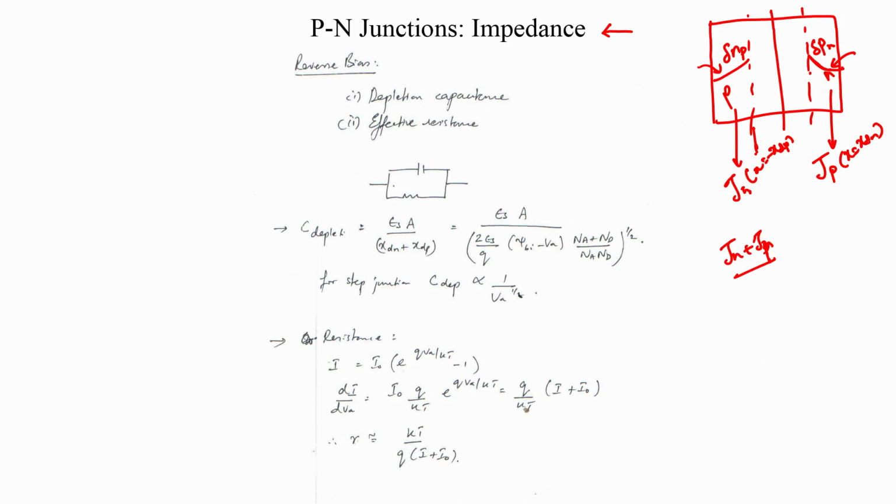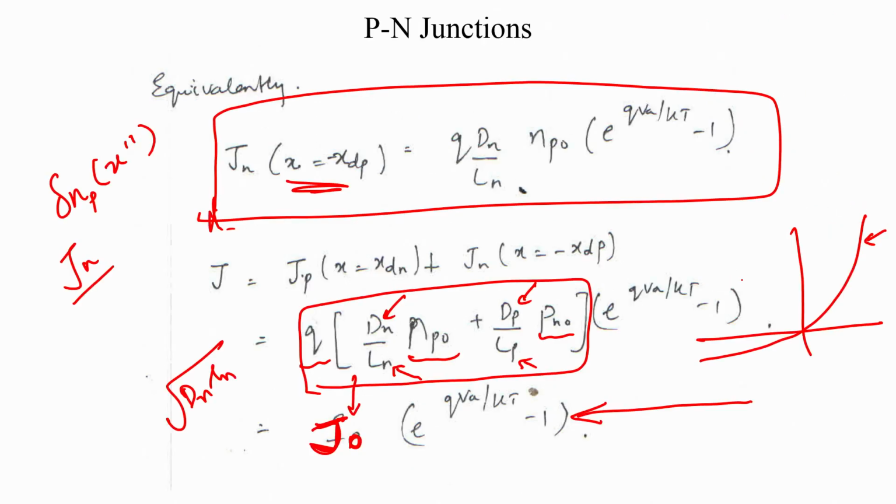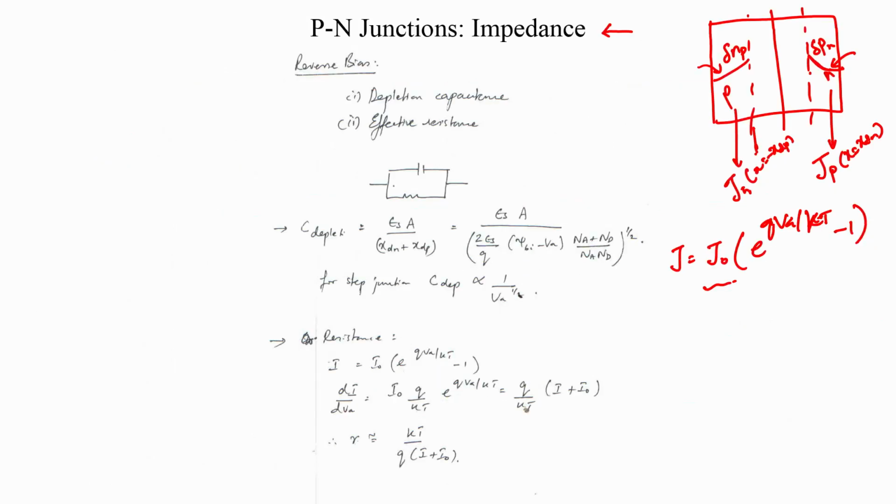So that is what we did. So now we know the current voltage characteristics, and we found that J was some constant times e to the power qVA by kT minus 1. And just to recollect what this constant was, it had all these terms in it: q, Dn, Ln, npo, Dp, Lp and pno. Lp is the diffusion length, Dp is the diffusion coefficient. So this is the current voltage characteristics.